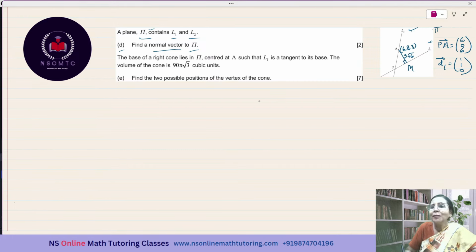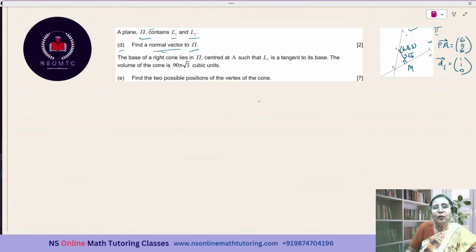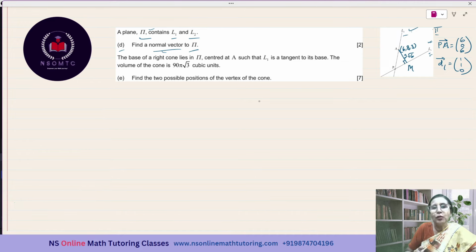be the plane pi. Since these two lines lie on the same plane pi, the normal vector to the plane pi should be the vector product of these two lines L1 and L2. If we take the vector product of the direction vector of the line L1 and the direction vector of the line L2, then we will get a vector which is normal to both the lines L1 and L2. And these two lines are non-parallel lines.